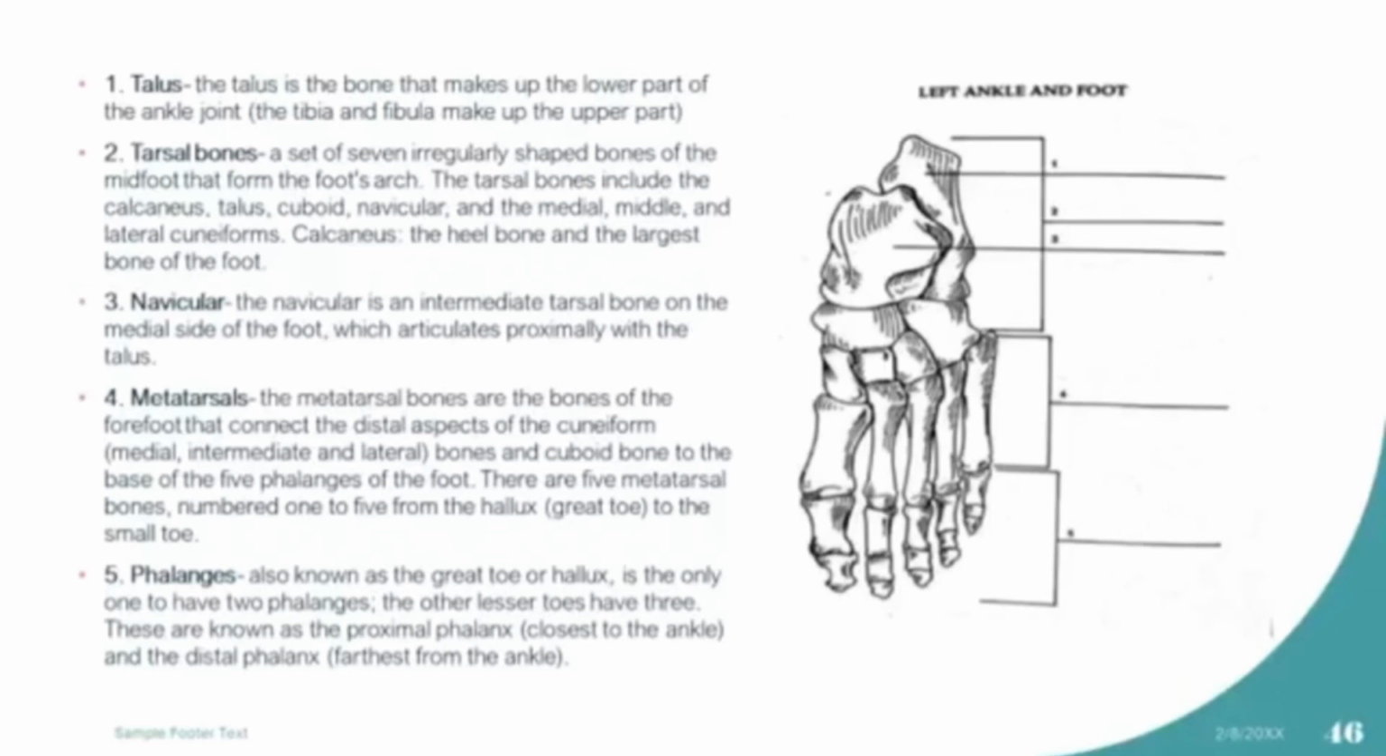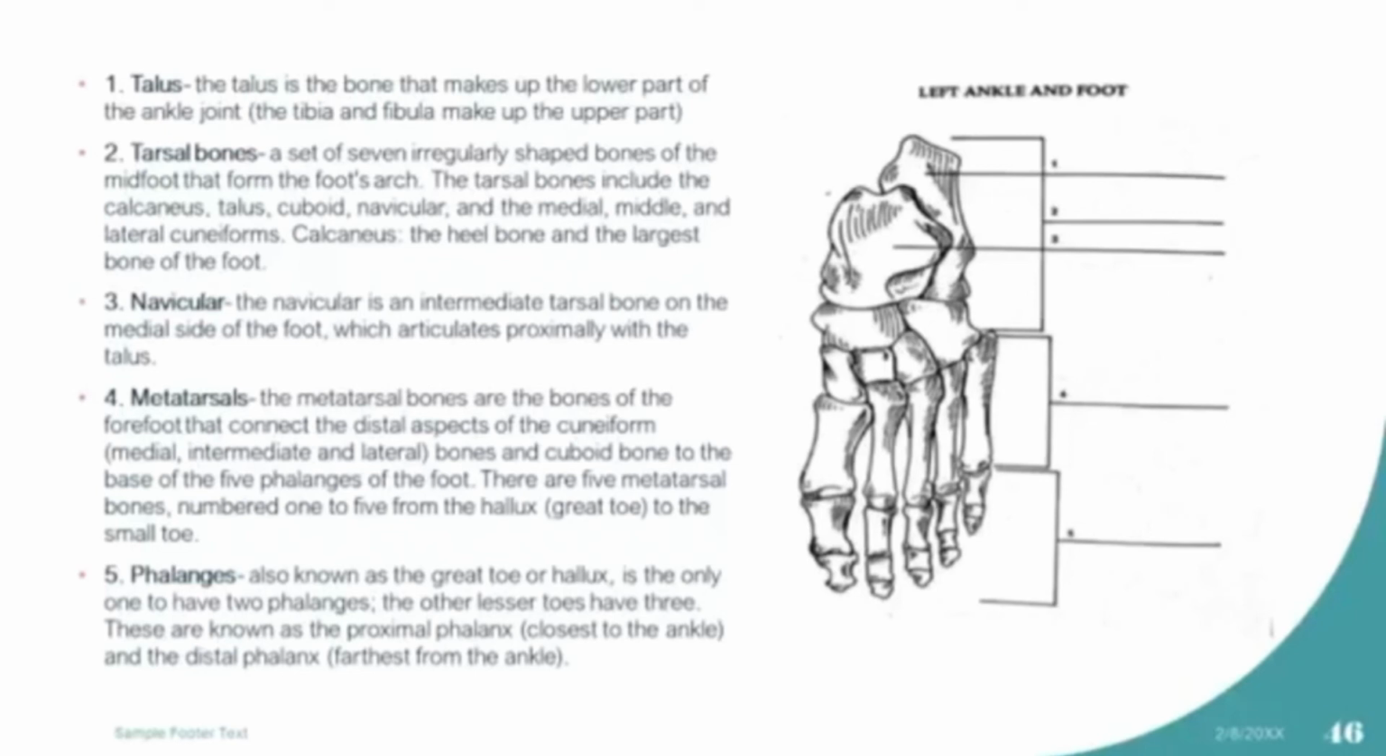Number 3, navicular. The navicular is an intermediate tarsal bone on the medial side of the foot, which articulates proximally with the talus. Number 4, metatarsals. The metatarsal bones are the bones of the forefoot that connect the distal aspect of the cuneiform bones and cuboid bone to the base of the 5 phalanges of the foot. There are 5 metatarsal bones numbered 1 to 5 from the hallux to the small toe.